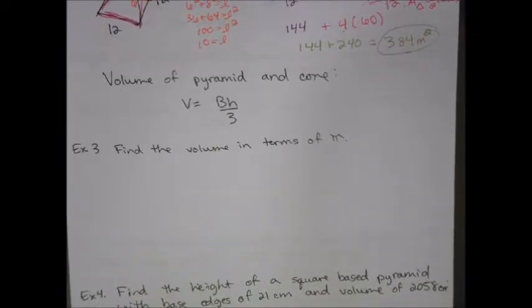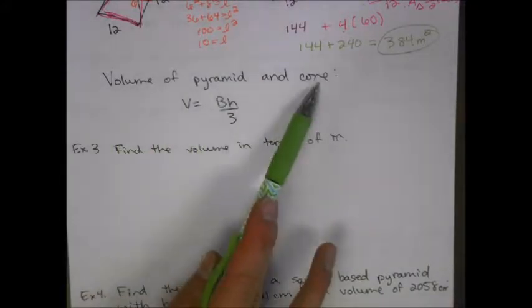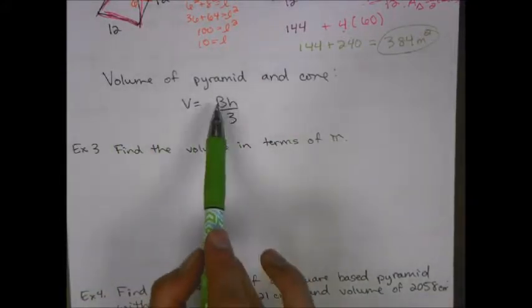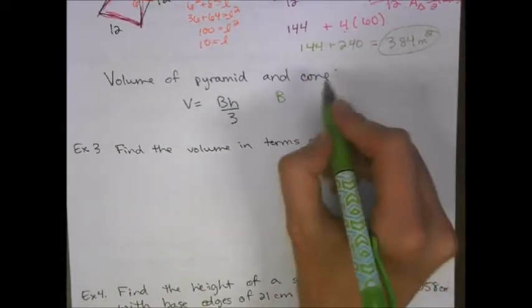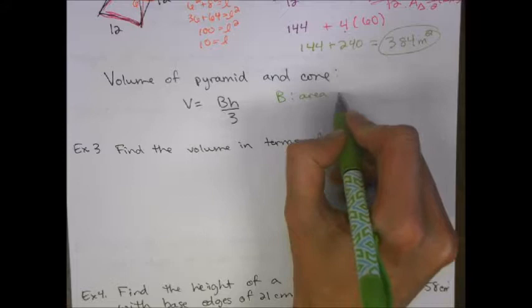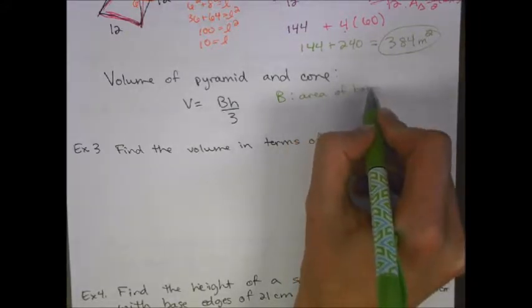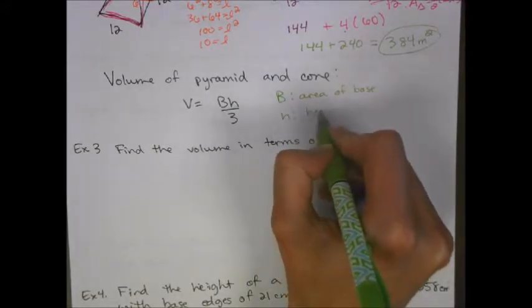Moving on to volume. Remember, we're not doing surface area of the cone. So, volume of a pyramid and cone, we have the same formula. Area of the base times the height divided by 3. Again, remembering capital B, area of the base.